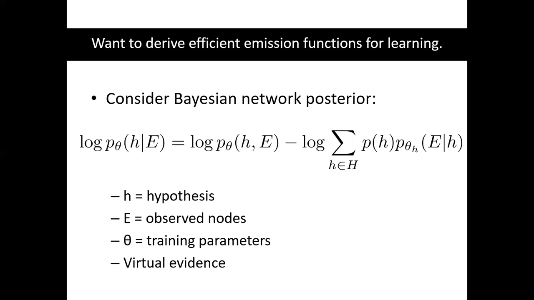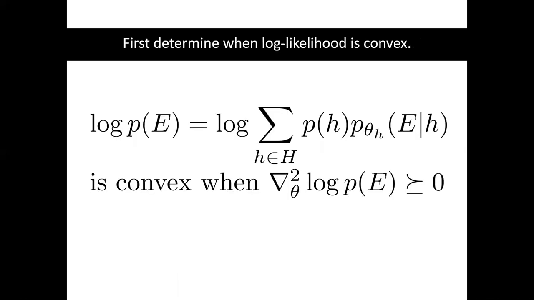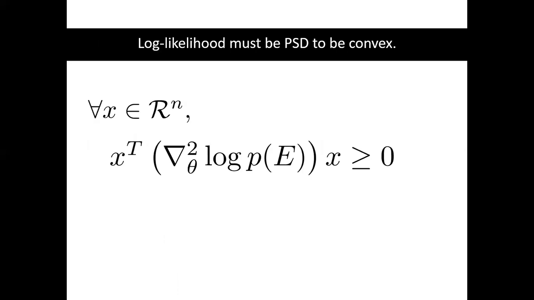Now, in the decomposition of the log posterior, the most complicated term is by far the log likelihood, the negative term, where we marginalize over all the hidden states. In our 2018 NeurIPS paper, we first sought to characterize when the log likelihood was convex. Of course, the log likelihood, which is parameterized by theta, is convex when the Hessian is positive semi-definite, and the Hessian is positive semi-definite when the following inequality holds. Here x is just some arbitrary vector in R^n.